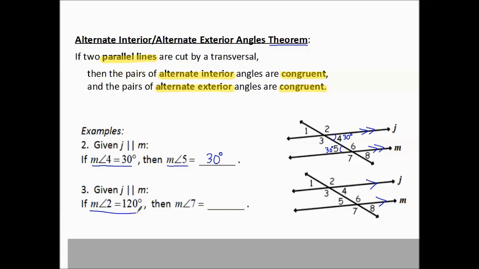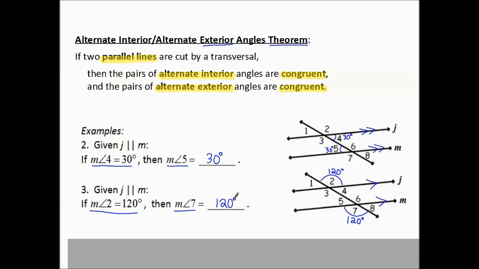If the measure of angle 2 is 120 degrees, so this angle right here, obtuse, 120 degrees. The measure of angle 7, well, angle 7 is down here, also obtuse. More importantly, it's alternate exterior with this angle. Alternate exterior this time. So by the alternate exterior angles theorem, this angle is also 120 degrees.